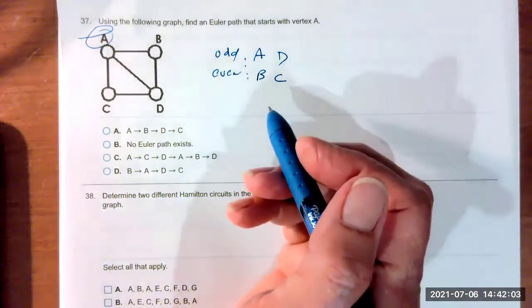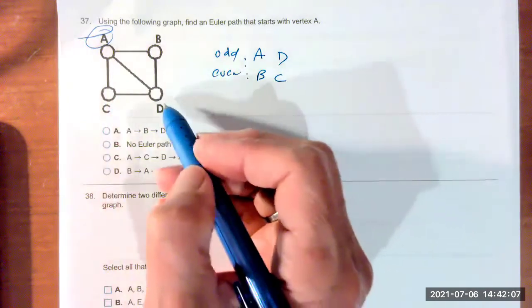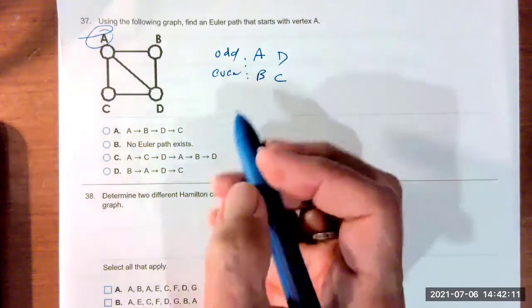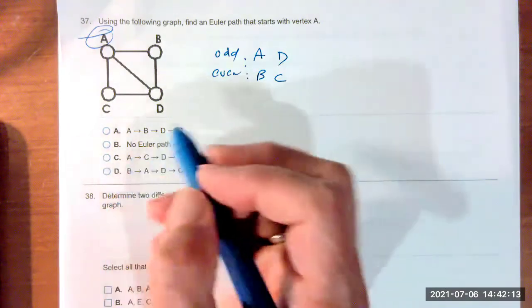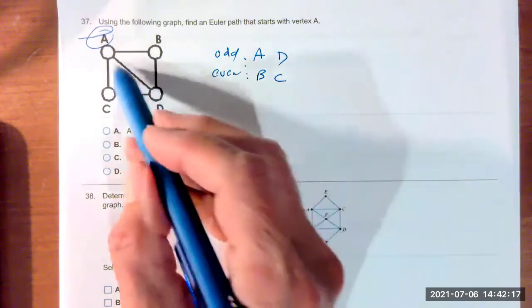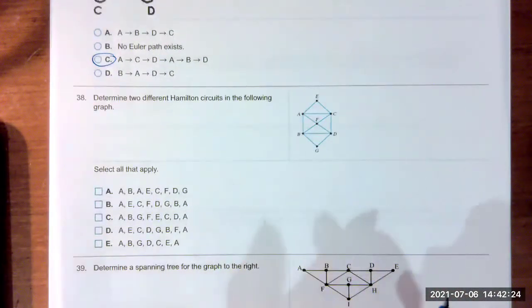So we know that there's going to be an Euler path, and it's going to start with one odd and end with the other one, right? We know that because that's the way it works. And if I look at that, it has to be C. Let's take a look and make sure that makes sense. A, C, D, A, B, D. Yep, it's answer C. And now we're going to do Hamilton circuits.